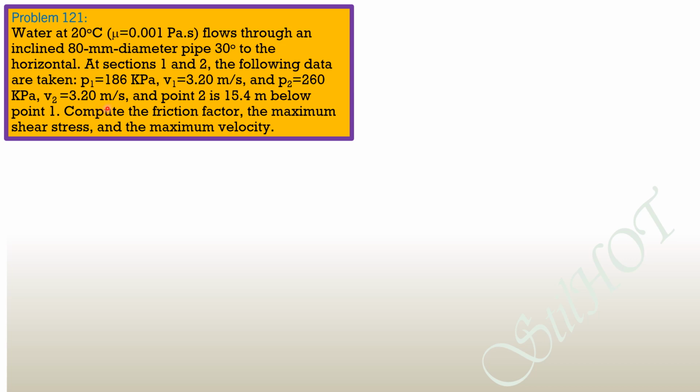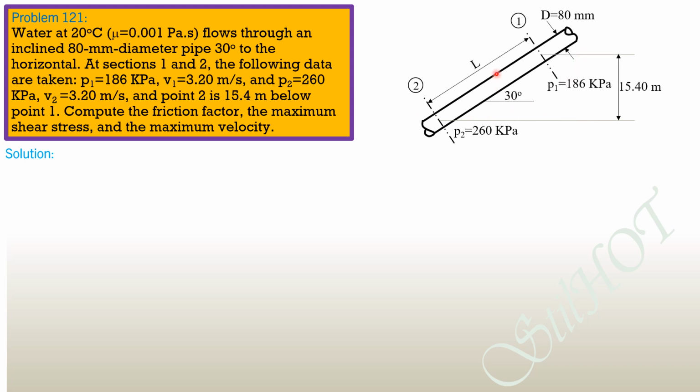So let's have the figure to serve as our guide in our solution. So this is the figure. Then we first compute for the length. Sine 30 degrees is 15.4 over length. So L is equal to 30.8 meters. Then we assume that the flow direction is from point 1 to point 2 as shown. We write the energy equation between points 1 and 2 with datum through point 2.